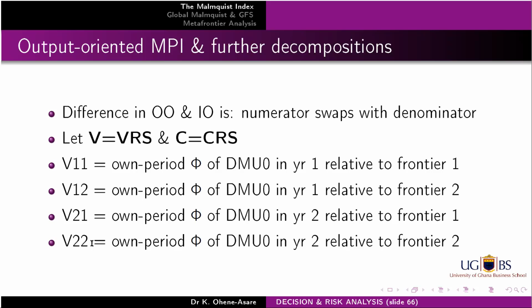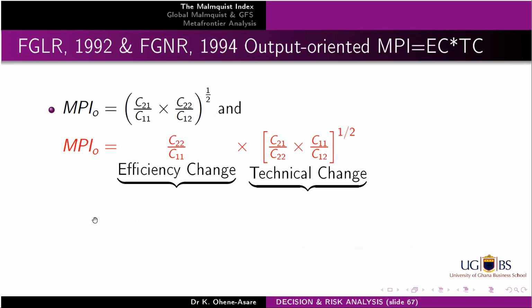Now let's decompose the Malmquist. Do you remember that we decompose the Malmquist into efficiency change and technological change? And the technological change, we also referred to as technical change. It's the same thing. Have that in mind and then watch this. This is the decomposition. I'm using the terminologies that we use, the C and the V.